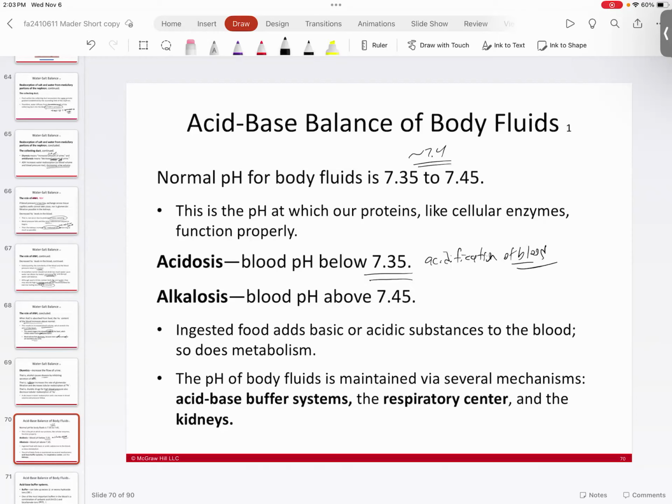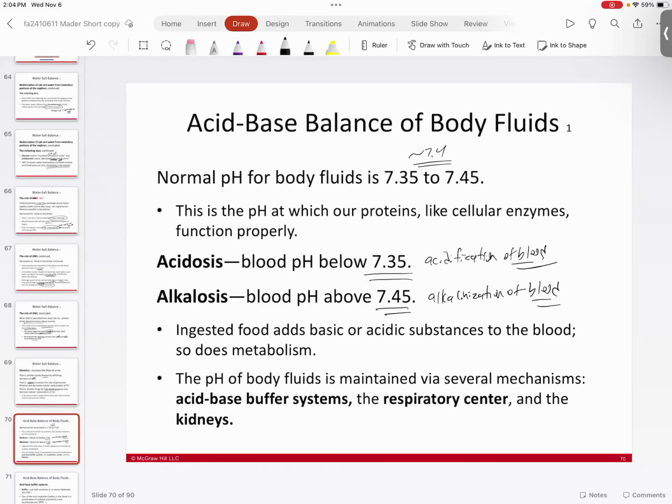Now, if you start to sail above 7.45, notice it's not a big swing, then that's alkalosis. This is the alkalinization of the blood. And so because it's constantly rising and falling, not by a lot, your urinary system is constantly offloading extra hydrogen ion to maintain that nice 7.4 level.